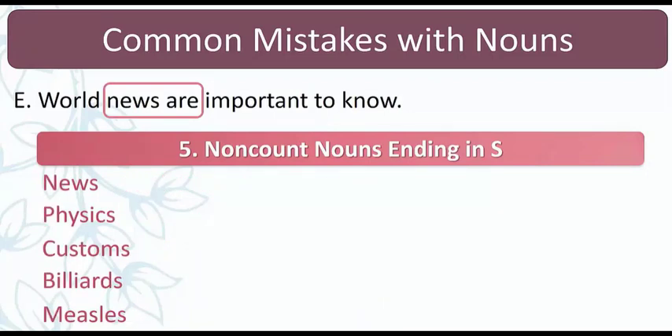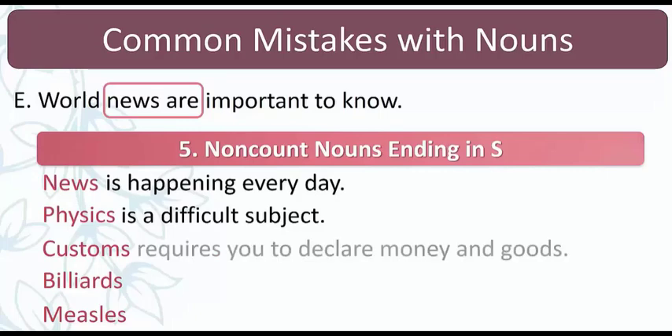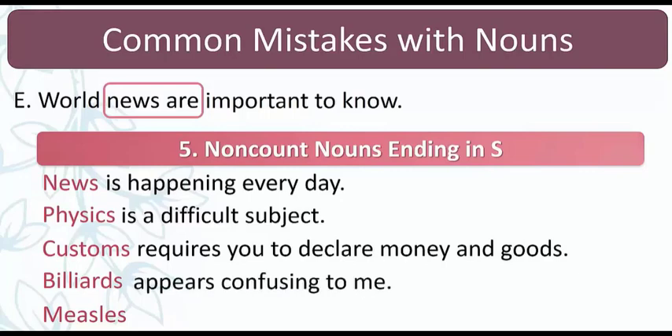Each of these words is non-countable and therefore needs a singular verb following it. For example, news is happening every day. Physics is a difficult subject. Customs requires you to declare money and goods. Billiards appears confusing to me. Measles kills people every year. To correct the mistake, replace are with is in our original example.